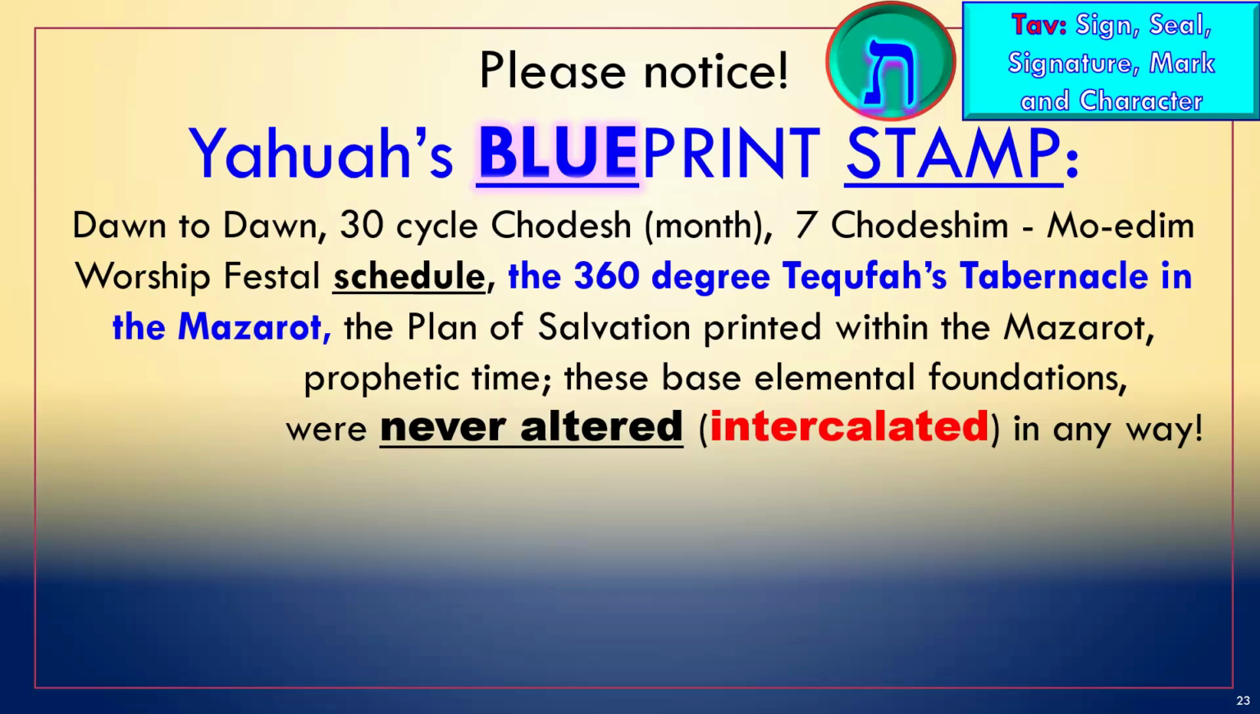Dawn to dawn. 30 cycle Chodesh, or month. 7 Chodeshim, or 7 months. That's the Moedim worship festival schedule, those 7 months. And the 360-degree Tekufah's tabernacle in the Matzerot. And the plan of salvation printed within the Matzerot. Prophetic time. These base elemental foundations were never altered or intercalated in any way. This is Yahuwah's blueprint stamp, which does not change.